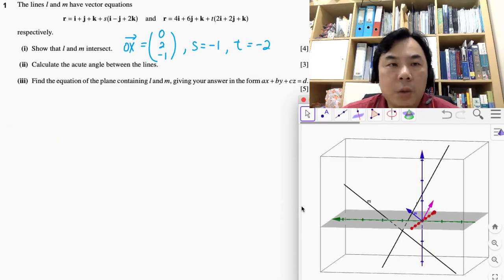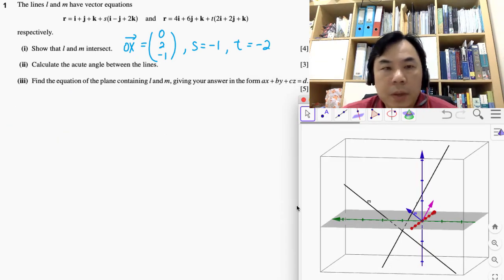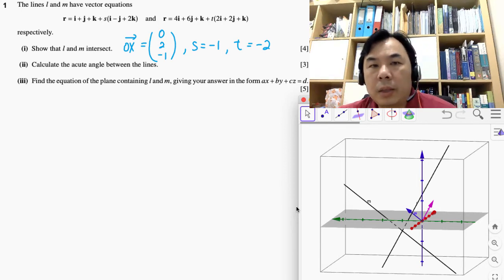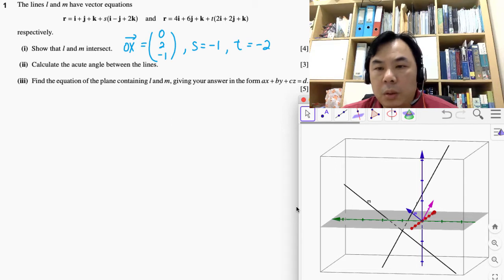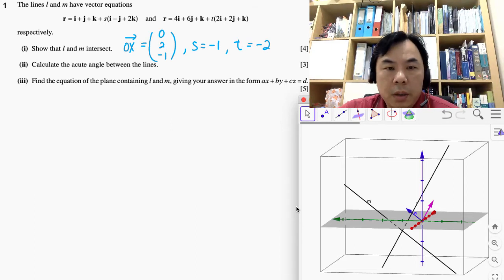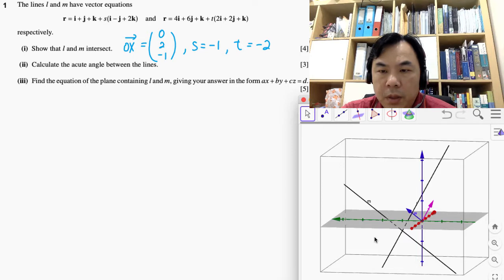Let's look at the second question now. We need to calculate the acute angle between both the lines L and M in this case. Just to show you what we are looking at again, this is line L, this is line M. We have already found the intersection point previously. Now we are interested to find out the acute angle between both of the lines.